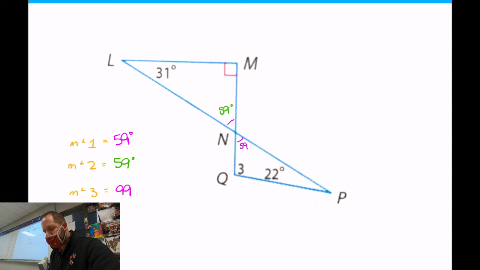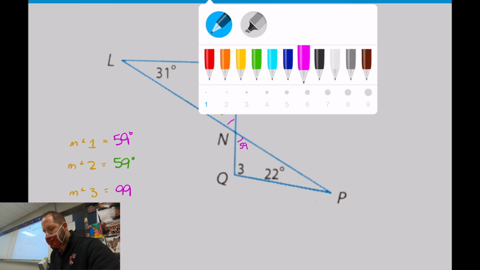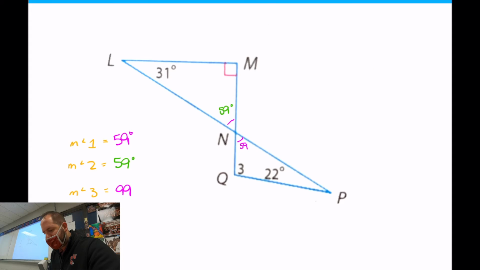So that's this angle down here. So angle number 3 ends up being a 99, which kind of looks like it's almost 90. Again, you don't want to assume that it is. Don't assume anything on these pictures. But yeah, this ends up being a 99-degree angle because of that simple fact. So, all right. Very nice.